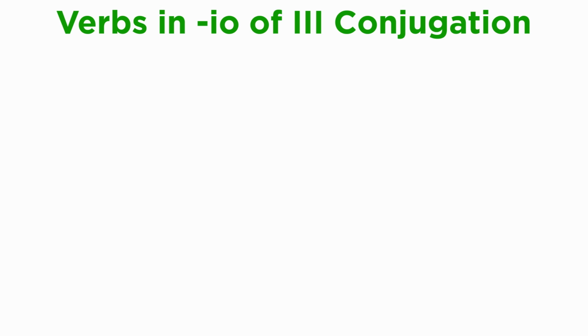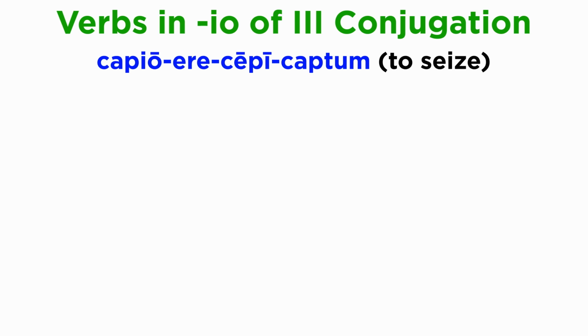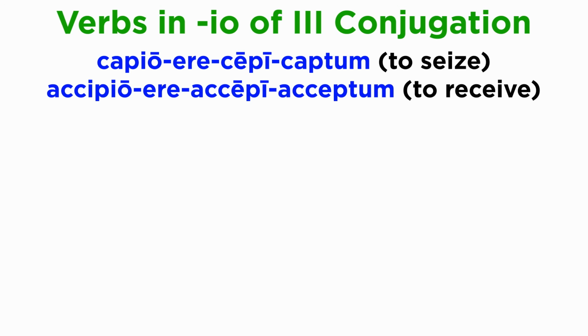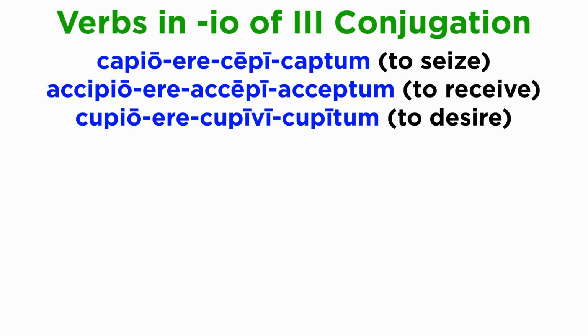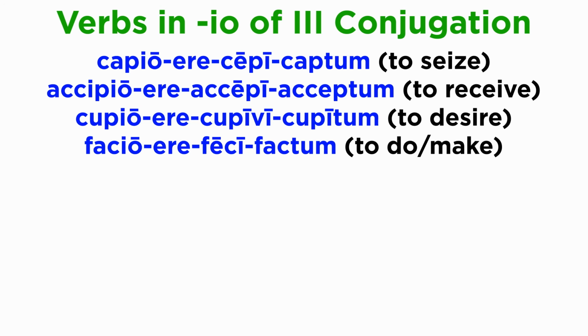Now let's learn some of the third conjugation verbs ending in io. Capio, capere, cepi, captum. Accipio, accipere, accepi, acceptum. Cupio, cupere, cupivi, cupitum. Facio, facere, feci, factum.